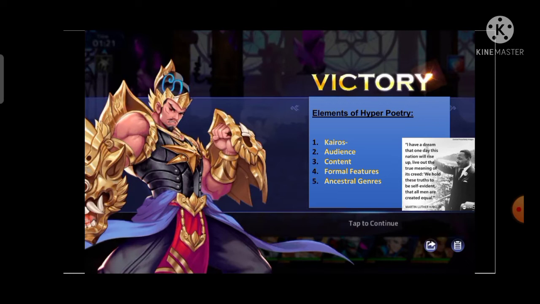And number two, the audience also plays an interactive role in navigating and reading a hypertext poem. In content, hypertext poems can include the traditional components of a poem, which are words, lines, and also stanzas, and also formal features. And the last is ancestral genres. One ancestral genre to hypertext poetry is the hypertext.